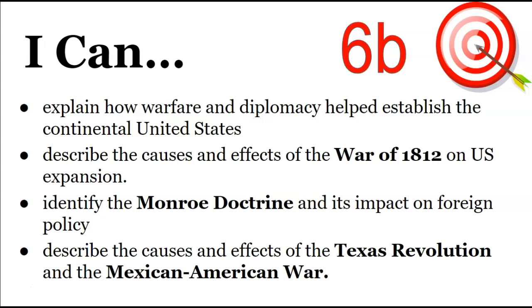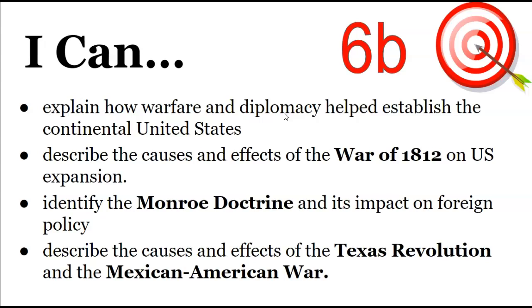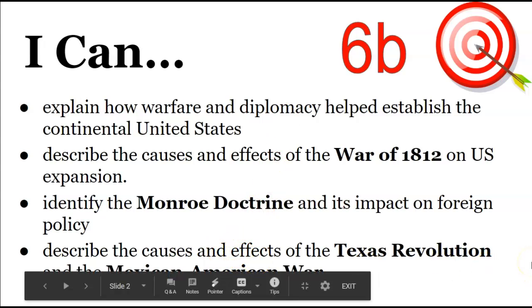6B, I can explain how warfare and diplomacy helped establish the continental United States. This word diplomacy means agreements with other countries. So we're going to look at the agreements that we had with other countries that gave us new territory. Then we're going to also focus on this one here, describe the causes and effects of the Texas Revolution and the Mexican-American War.